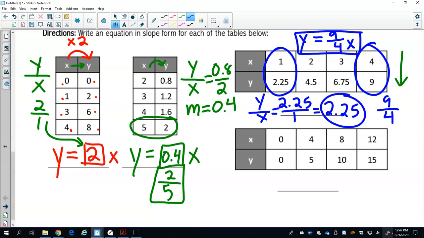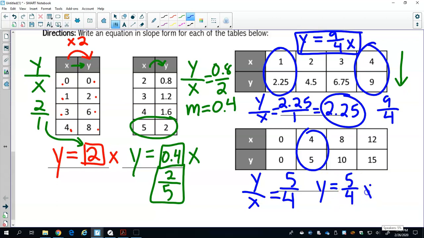Okay? All right, who got a fraction? What's your fraction? 5/4, because you can look right here. And so if I do y divided by x, it's going to be 5 divided by 4, okay? Or you could do 5 divided by 4 for a decimal. But this slope is going to be 5/4.